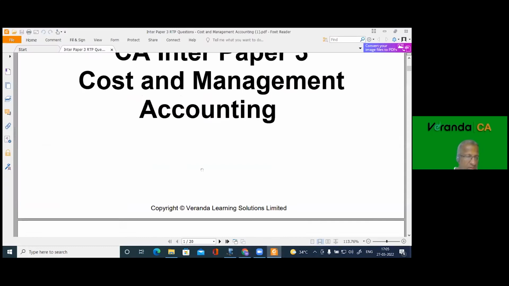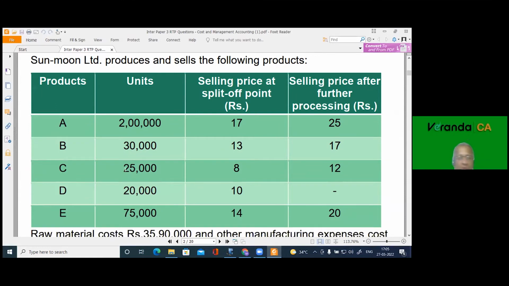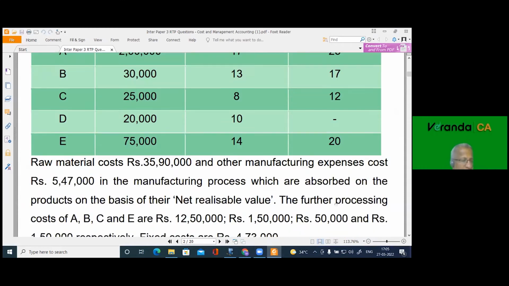The first question is about a joint product. Simon Limited produces and sells the following products: A, B, C, D, E. Units: 2,30,000, 20,000, 20,000, and 40,000. Selling price at split off point: 14, 13, 8, 10, 14. Selling price after further processing: 45, 70, 12, 20.